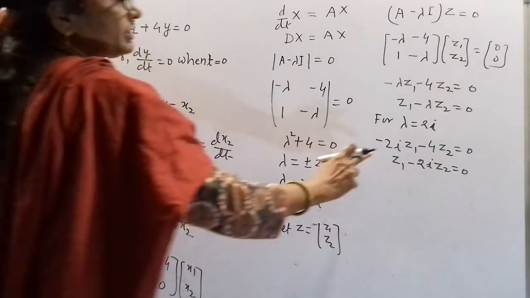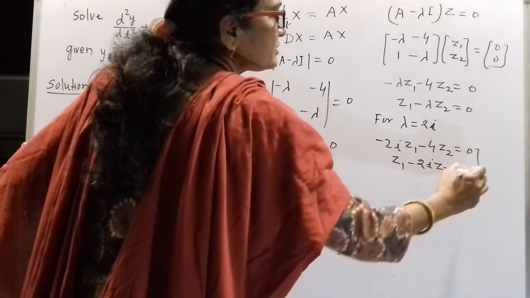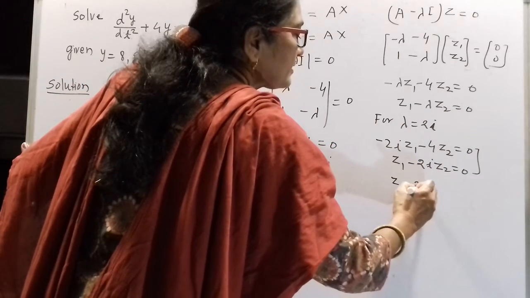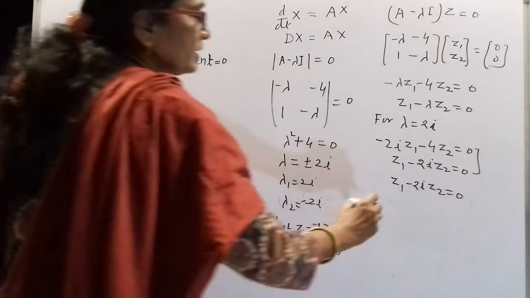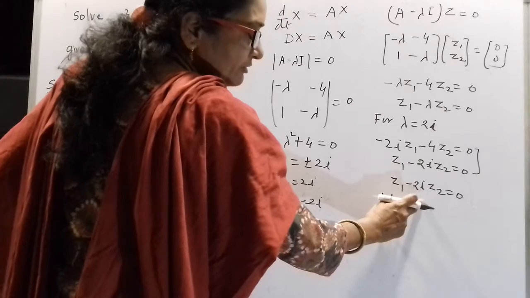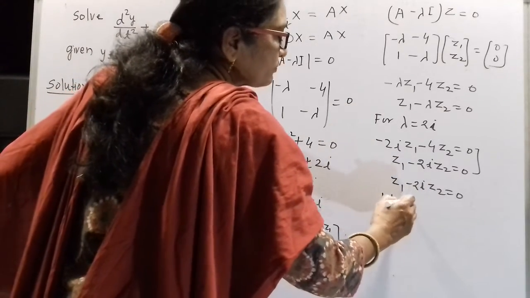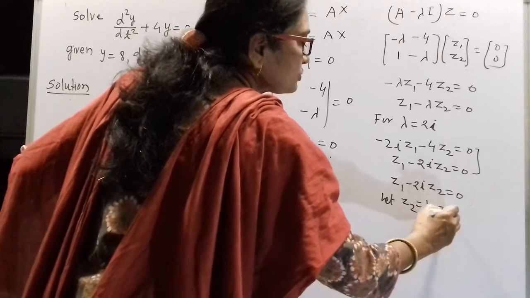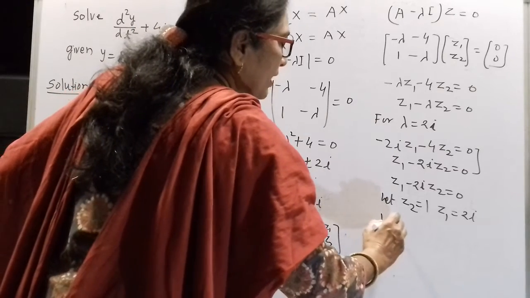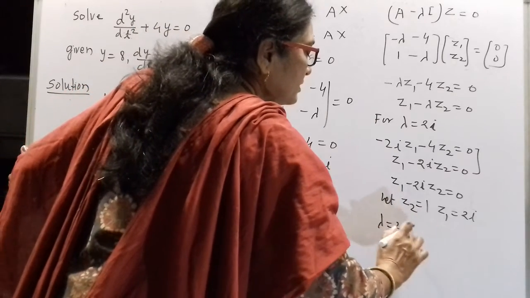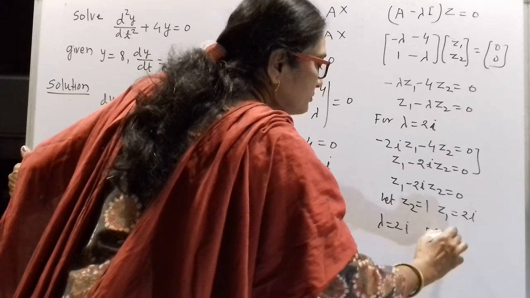Now we can check it. If we divide by 2i, we get the same equation: Z1 minus 2i Z2 is equal to 0. So here we have only one equation and two variables, so we have to assign one value to a variable. Let Z2 be equal to 1, so Z1 is equal to 2i. So corresponding to lambda equal to 2i, the eigenvector is Z1 is 2i and Z2 is 1.